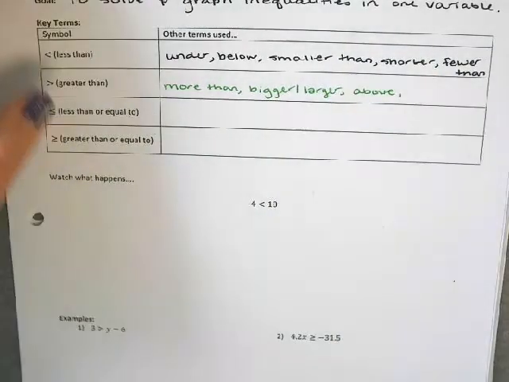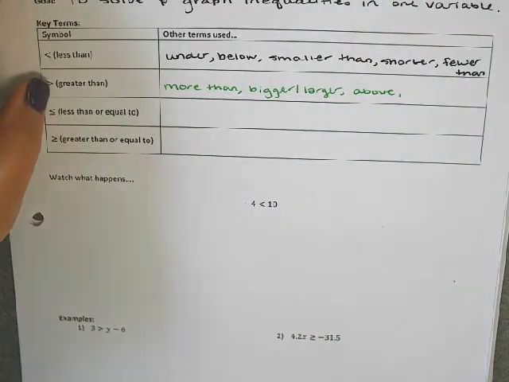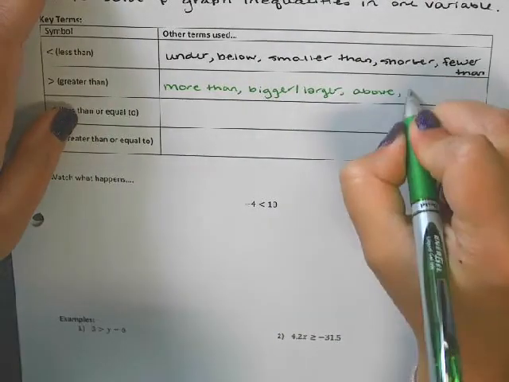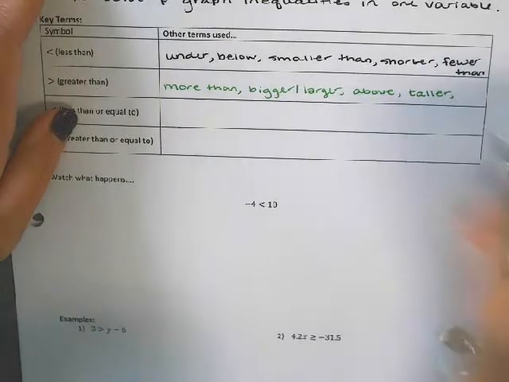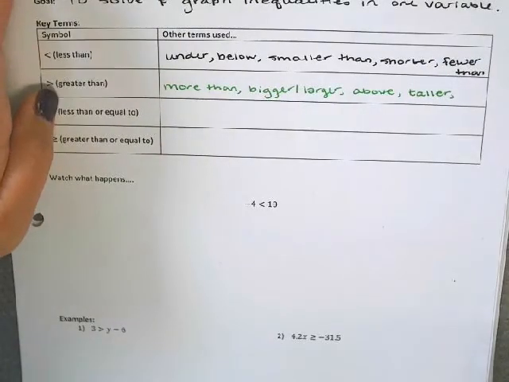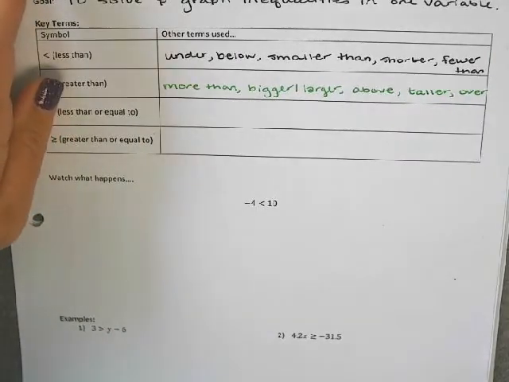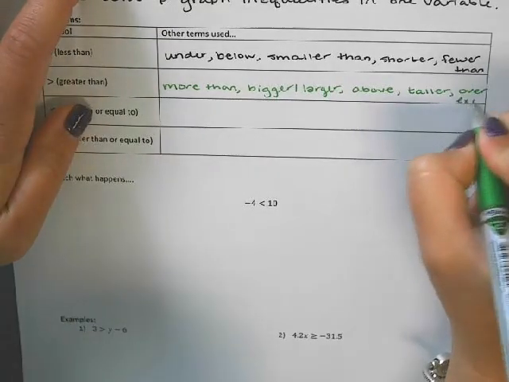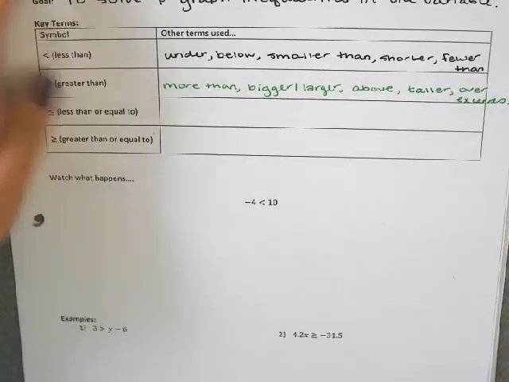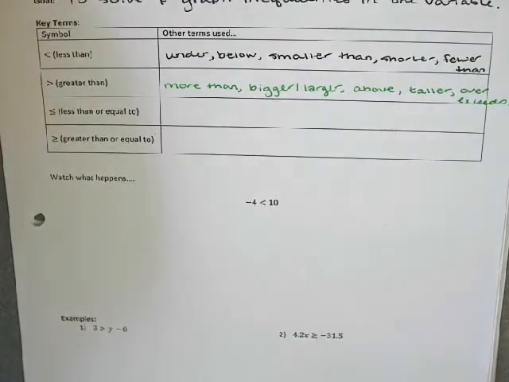So it has to be above a specific number. What is it? Taller, yep. That would work. Taller. Or over. Has to be over something specific. How about exceeds? That might be a word that we would use. To exceed a specific number.